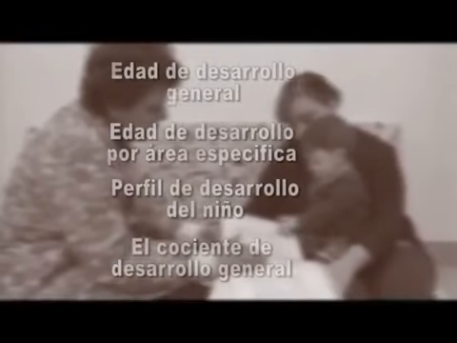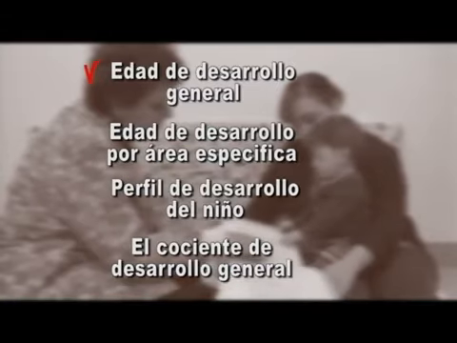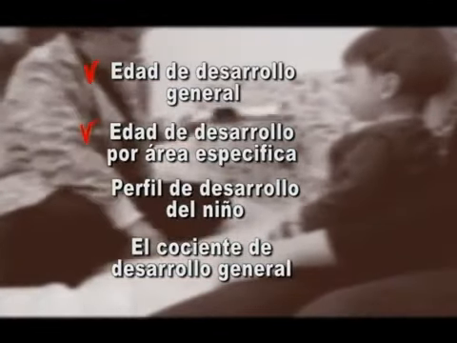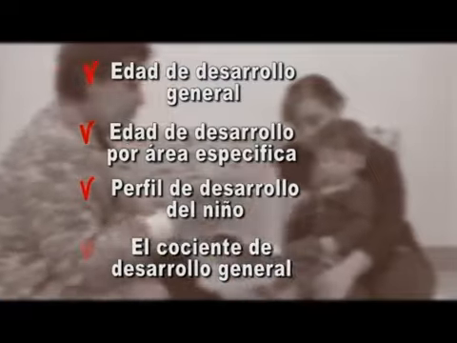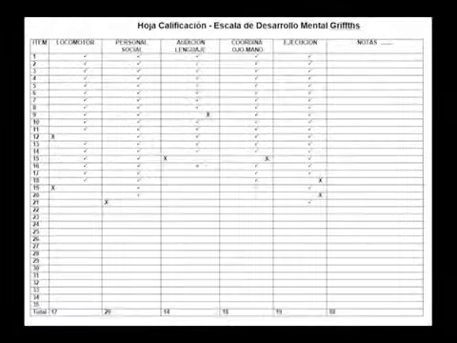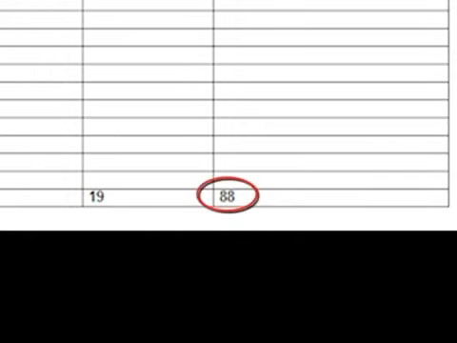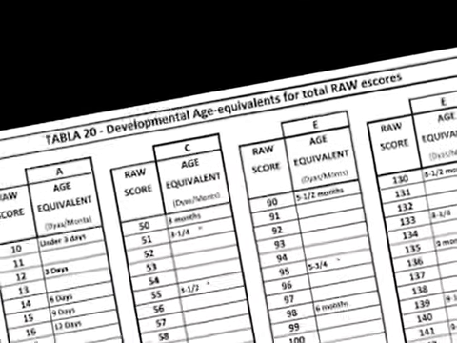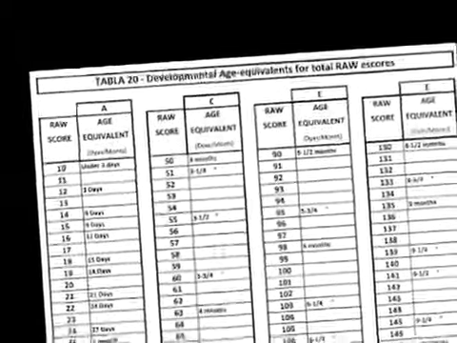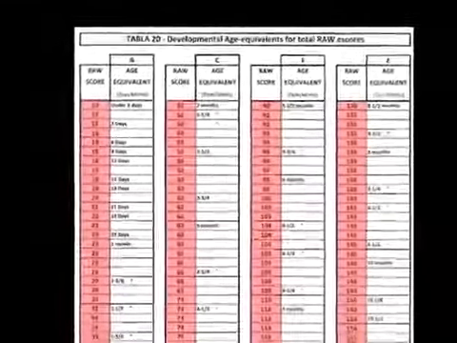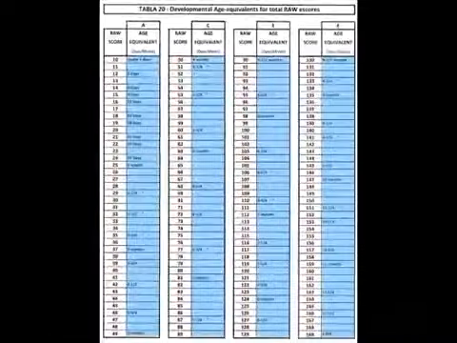Interpretation. Assessment of the child with this test allows us to obtain age of overall development, age of development in a specific area, a profile for the child's development and general development quotient. Total raw scores obtained by the child in the assessment become scale scores, that is to say, developmental age. For such purpose, chart 20 of the manual is used, where on the left side are the possible total gross scores, and on the right the corresponding age of development.